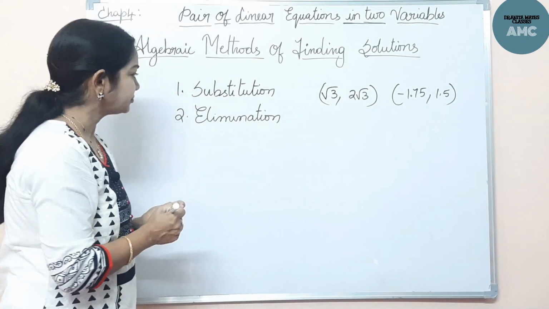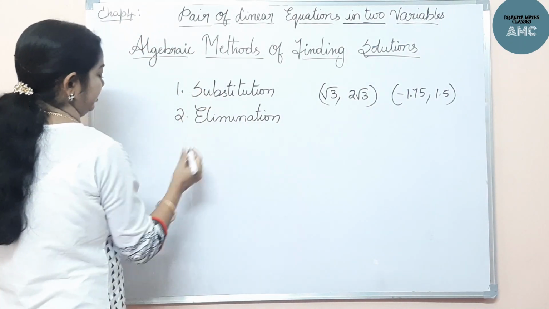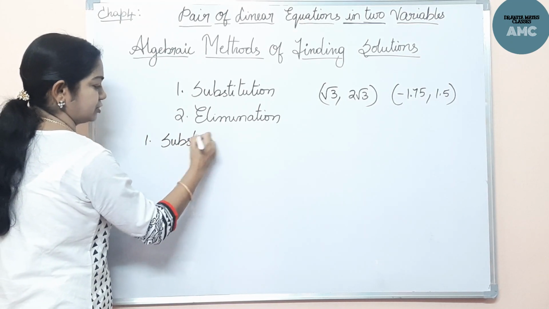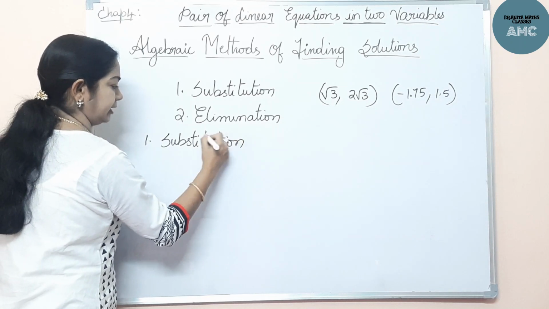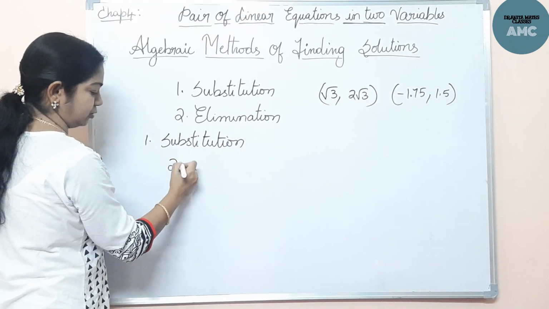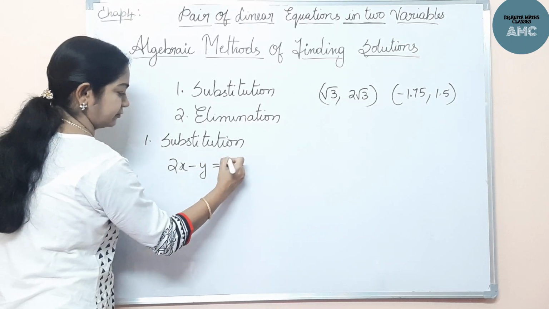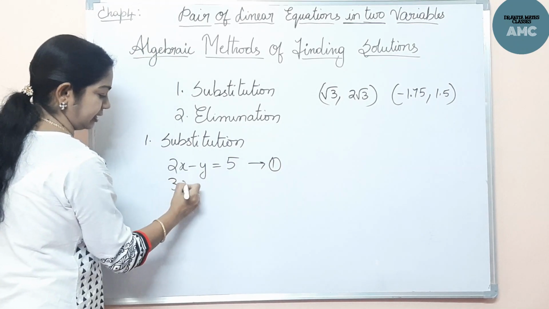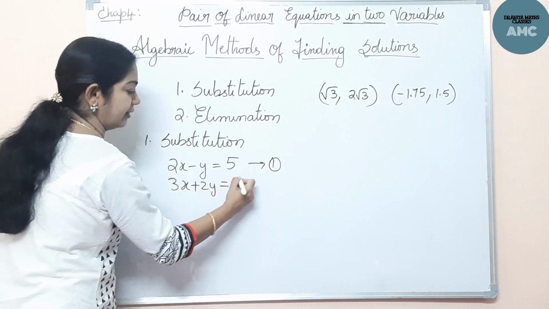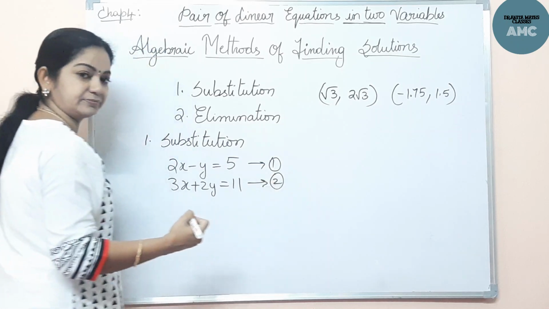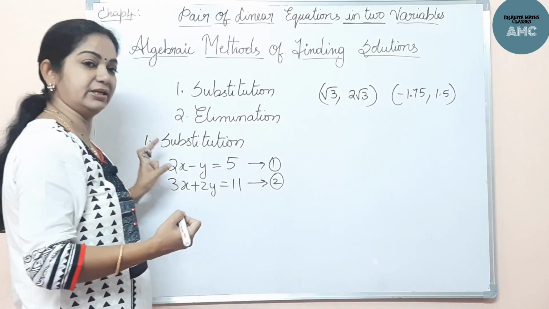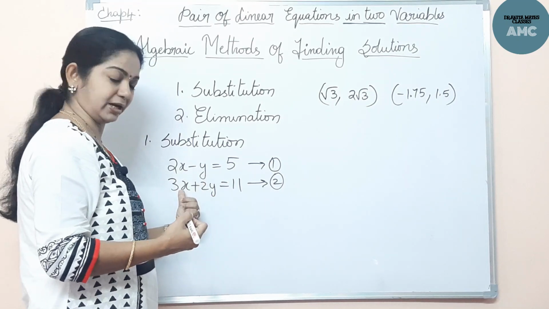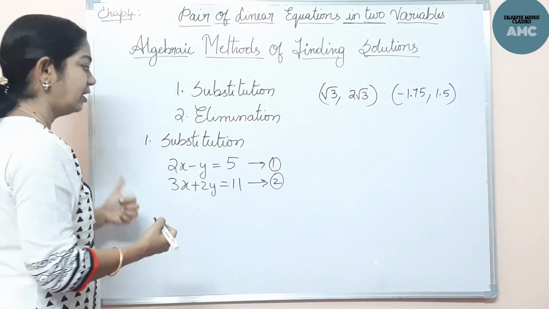Now, in the substitution method, the first method, let me take one example to explain. 2x minus y equal to 5, this is equation 1 or L1, and 3x plus 2y equal to 11. I've taken a pair of linear equations with two variables, x and y. There are two equations, and now we will be solving them.